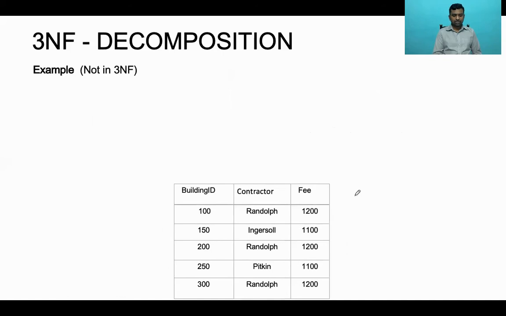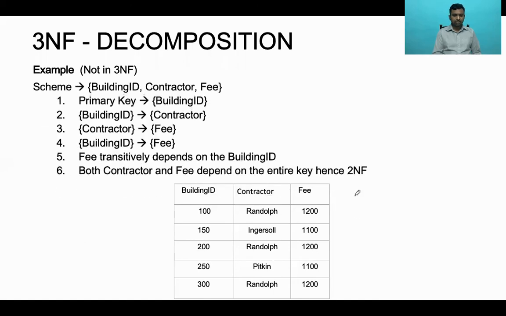So here, let me give an example where I have building ID, contractor, fees, right? Now these are the schemas I have. What is that? Building ID, contractor, and fees. Now here, what is my primary key? My building ID is my primary key.